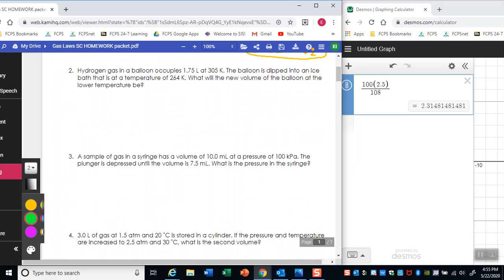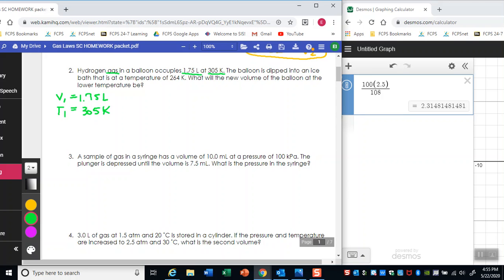Let's go to green. I've got a gas, so I'm going to use my gas laws. Let's see what I'm given. I've got 1.75 liters, and that is going to be volume. That's my initial volume, 1.75 liters. And I'm given a temperature. Kelvins is a temperature. Again, watch the Edpuzzles so you can understand what kelvins are. And that's 305 kelvins.